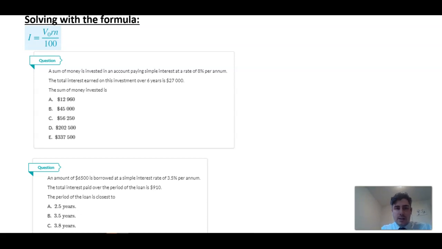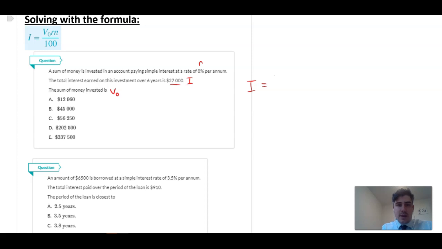So a sum of money is invested in an account paying simple interest of 8% per annum. The total interest earned for 6 years is 27,000. So what's the sum of money invested? So they're looking for V0. They've told us that I equals 27,000. They told us R is 8%. So we're going to write out our formula now with those substitutions in it.